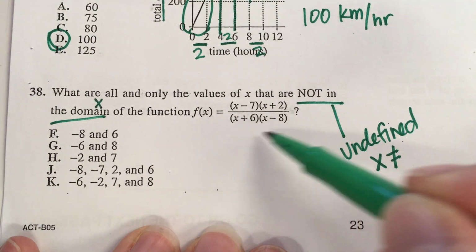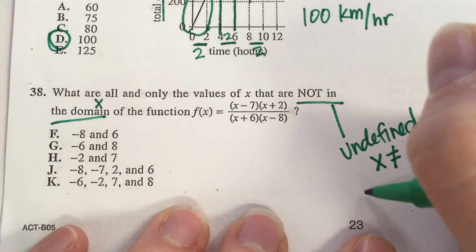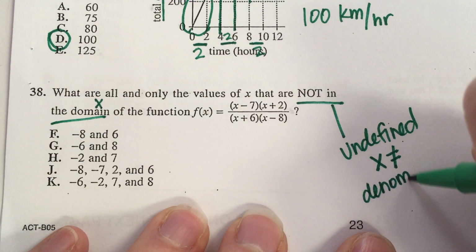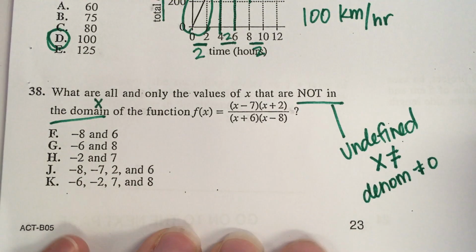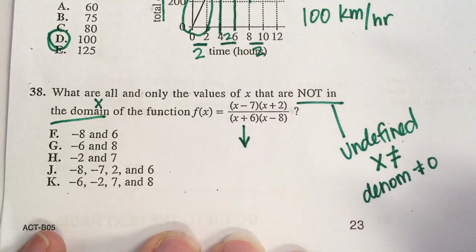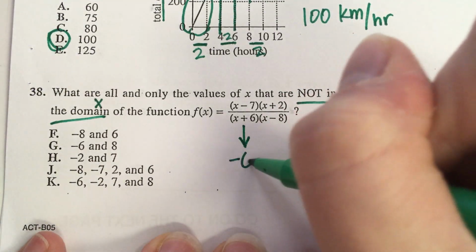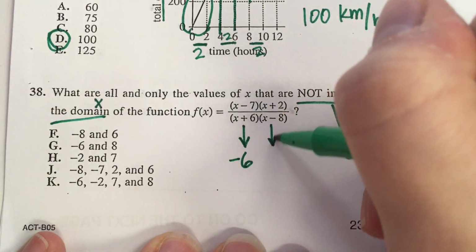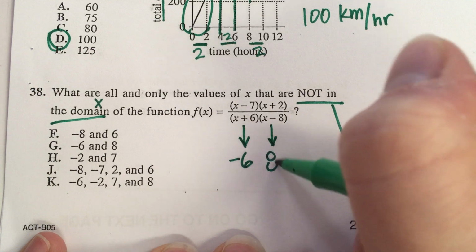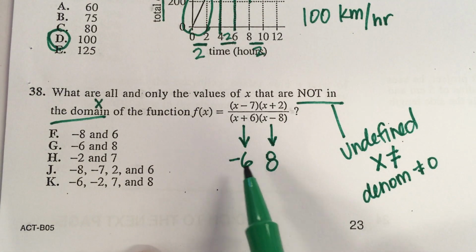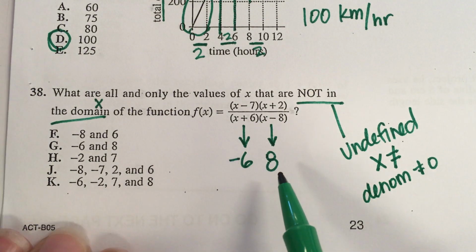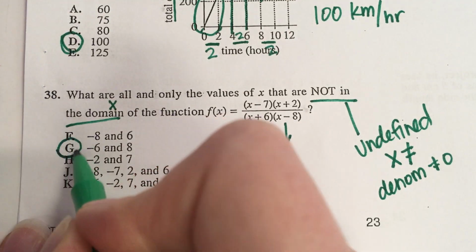X is not allowed to be something that would make the bottom 0. So the denominator is not allowed to be 0. So what would make this equal to 0? Well, it would be -6. And what would make this equal to 0? It would be 8. So it's not allowed to be -6 and +8. So that would be answer choice G.